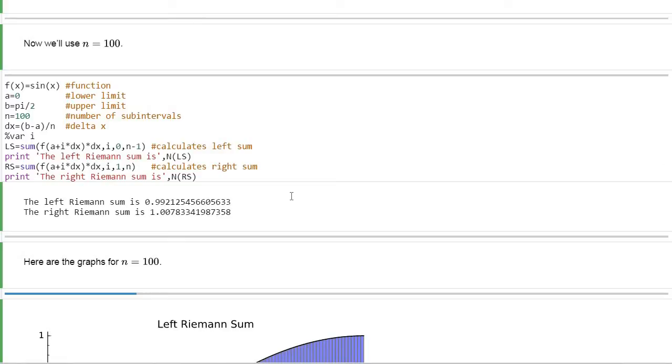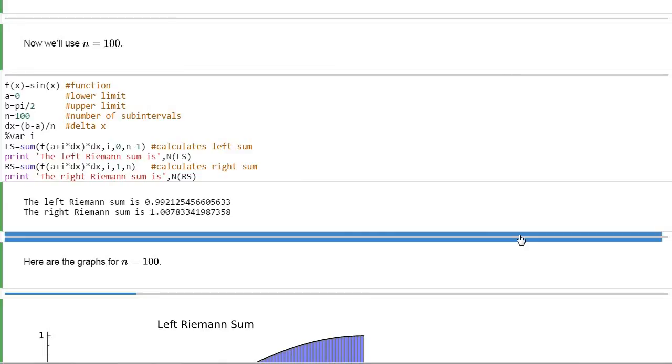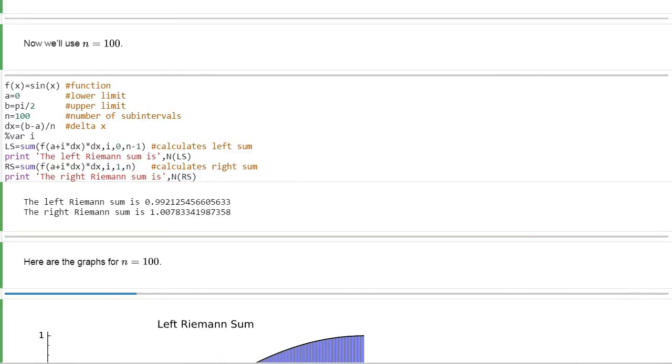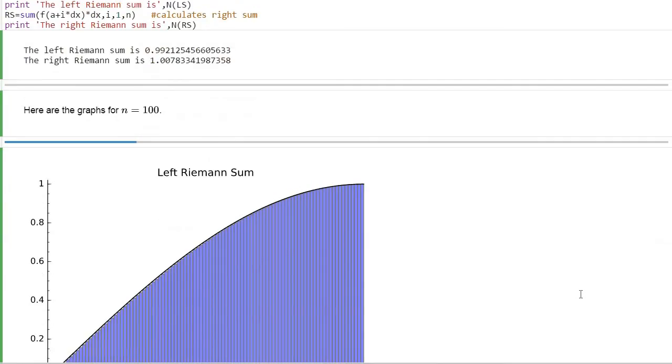So change n to 100. Now I got 0.992 and 1.008 roughly. So closer yet, and you can see that 1 does seem to be a reasonable answer. If I kept doing this more and more, if I made n 1,000 and 10,000 and a million, I would get these numbers closer and closer to 1. And when I take the limit as n goes to infinity, the answer is 1.